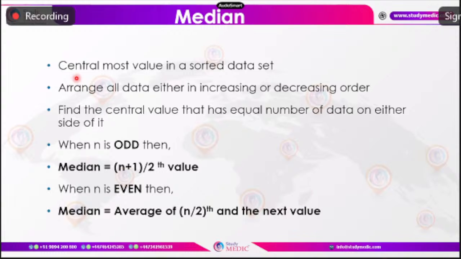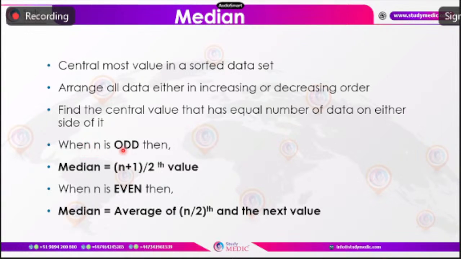So what is the median? Median is the centralmost value in the sorted data set. When we arrange all data in increasing or decreasing order, it is called a sorted data set. Next we find the centralmost value that has an equal number of data on either side of it. Then it is called the median. So how do we find the median? Visually also you can sort and then find it. However, there are formulas to find the median.